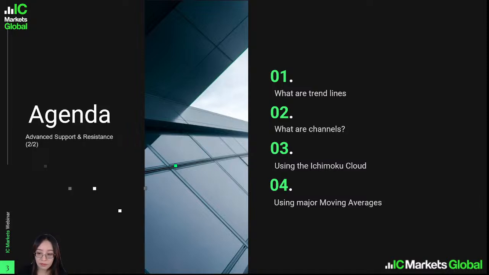So the agenda for today: I'm going to talk about what a trend line is, what a channel line is, how to use the Ichimoku cloud combined with trend line and channel line, and I'm going to use major moving averages as well.